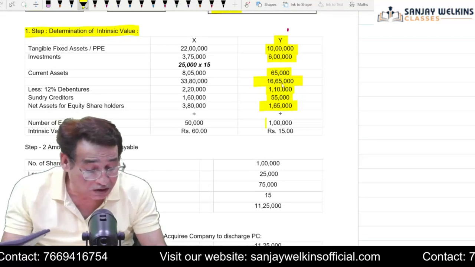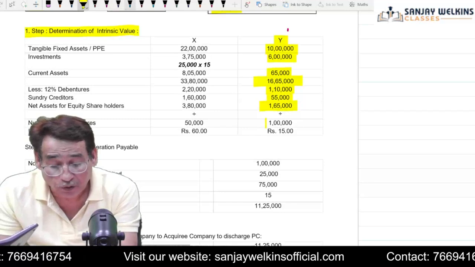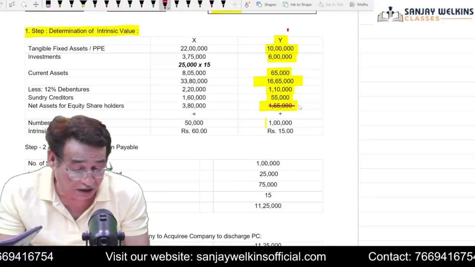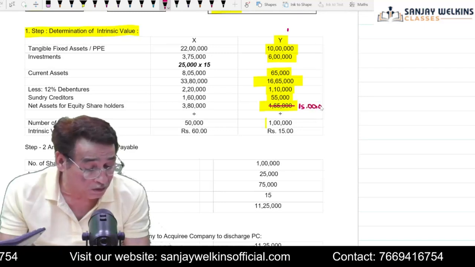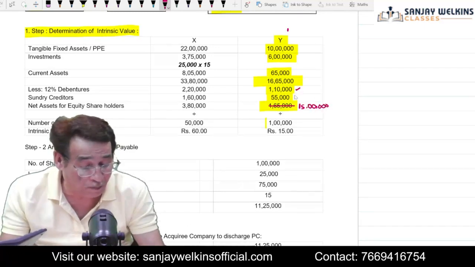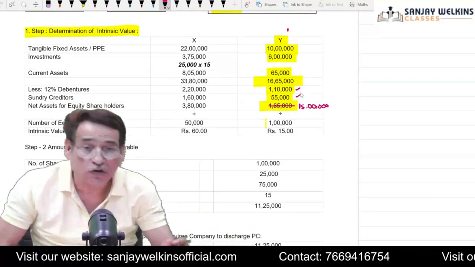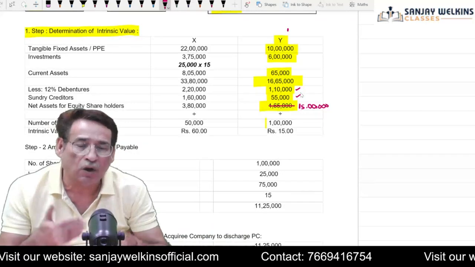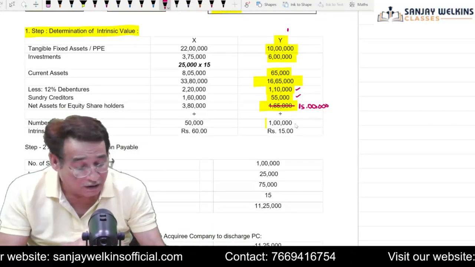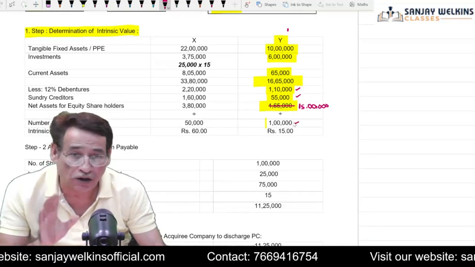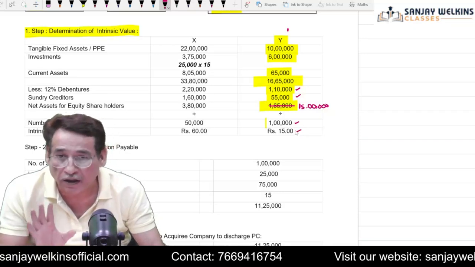This figure, I think this figure is actually 15 lakh. Kindly note, this is 15 lakh, correct? 16,65,000 minus 1,10,000 minus 55,000, so that will be equal to 15 lakh. So 15 lakh is the net assets or assets available for equity shares, because no preference share capital is there. Now I will divide it by number of shares. Total number of shares of Y Limited is 1 lakh. So intrinsic value will be 15, correct?